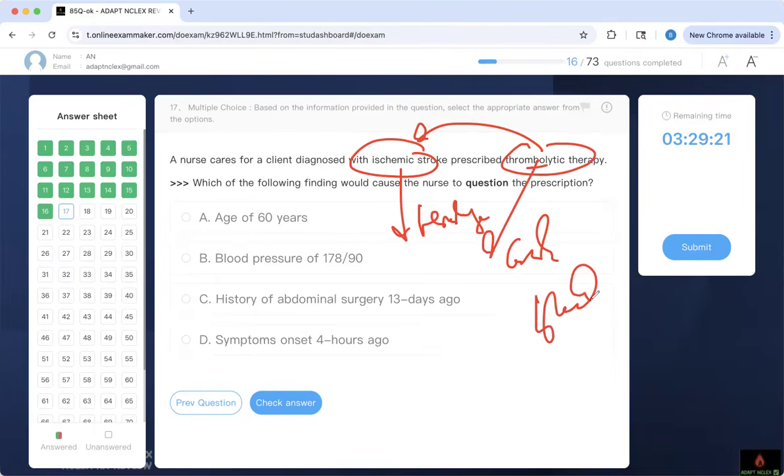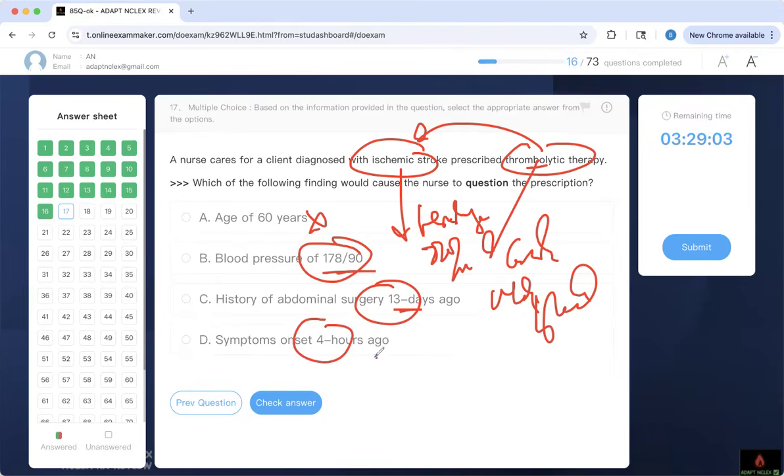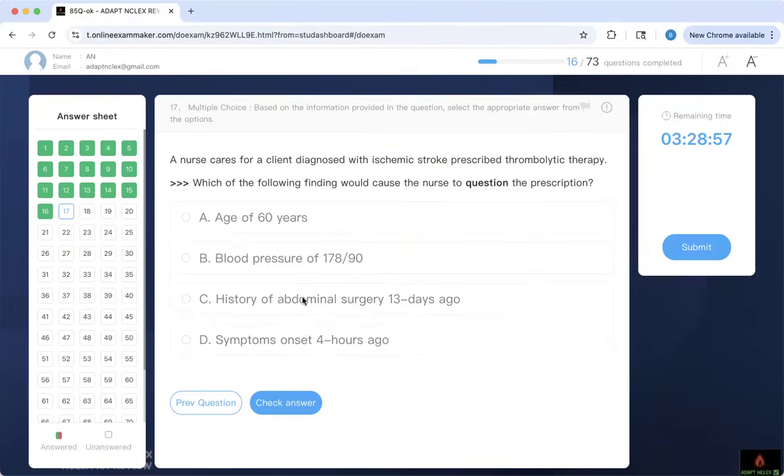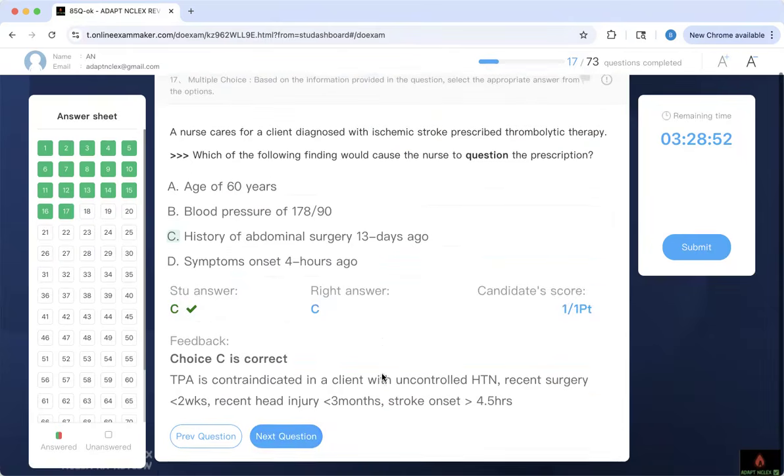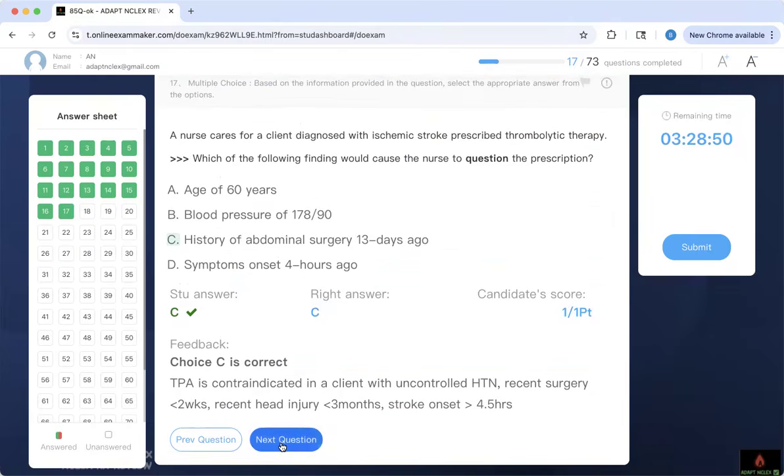And what is the problem? Age is not a factor. The blood pressure should be uncontrolled. This is fine. You're talking about something like 220/110. Abdominal surgery, 14 days, 13 days is wrong. Stroke onset within 4.5 hours. This is 4 hours, which is good. Therefore, if the patient had surgery 13 days ago, you want to do it after 14 days. Therefore, this is a key concept.